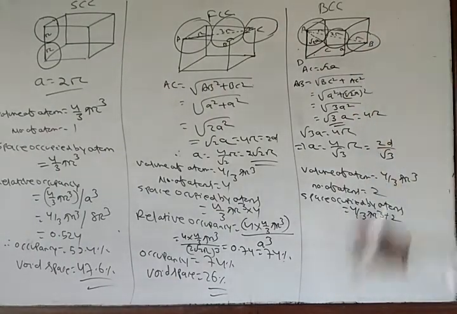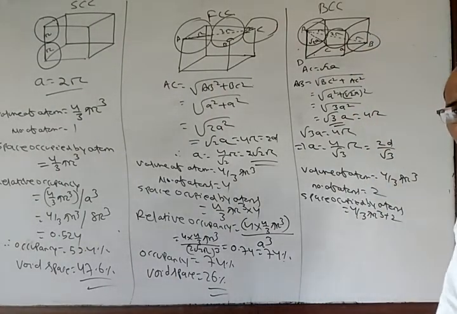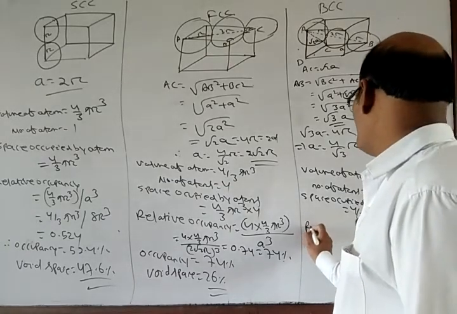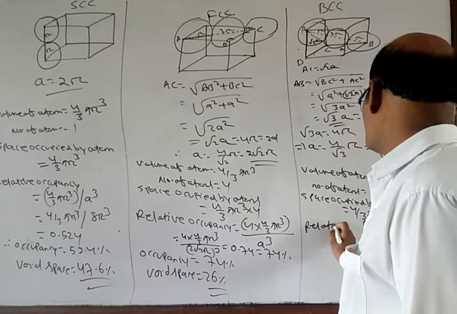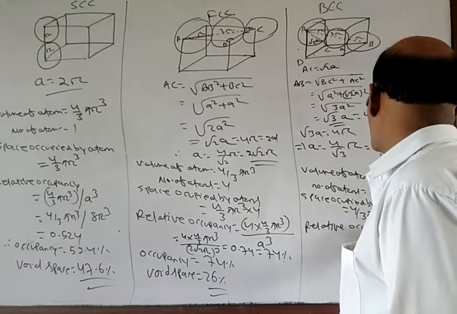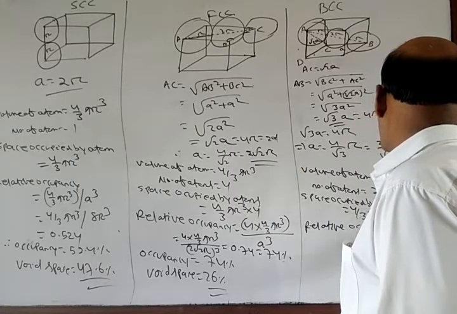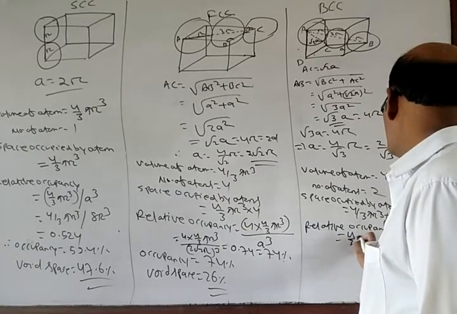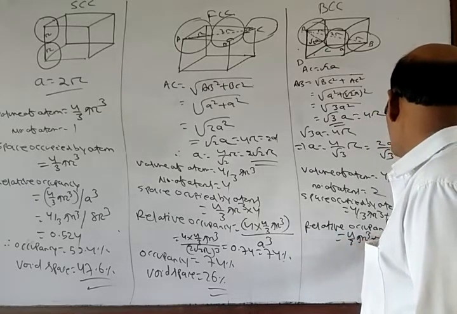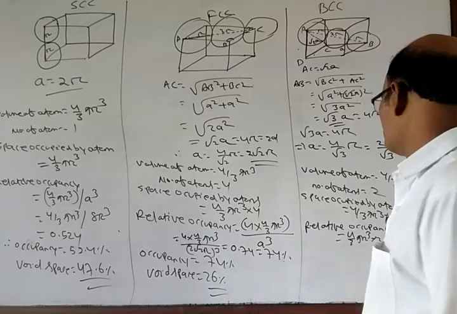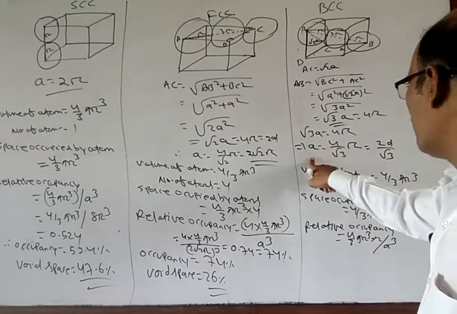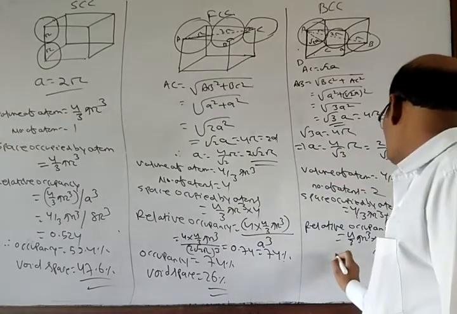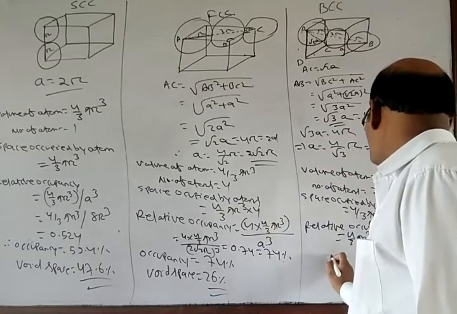Now in the case of BCC, the body centered cubic unit cell, the relative occupancy equals 4 by 3 pi r cubed into 2 divided by a cubed. So here a equals 4 by root 3 r, 4 by root 3 r. So it equals what?